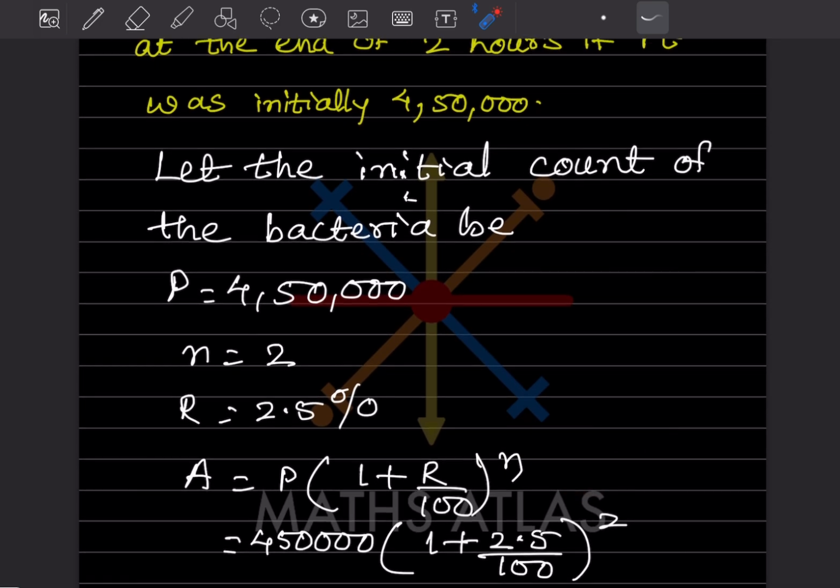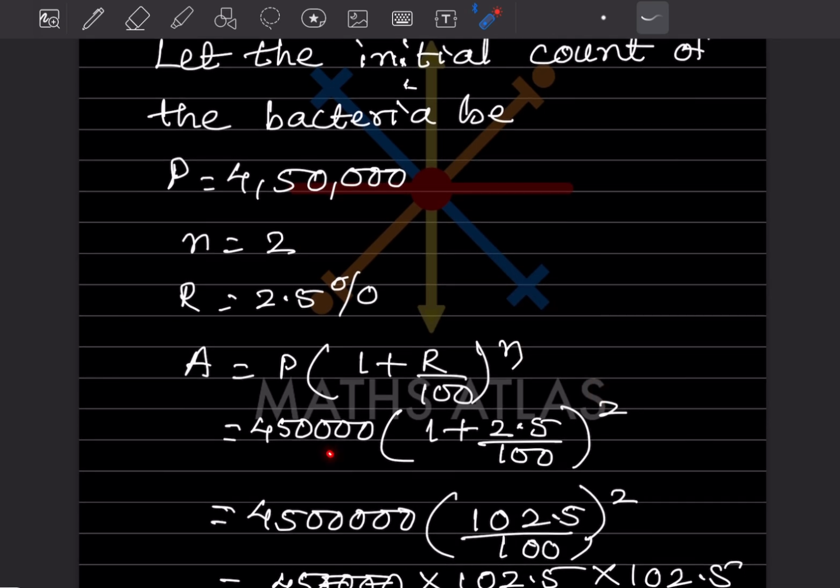So we are going to use this formula: A is P into 1 plus R by 100 raised to N. For P you are going to put here 4 lakhs 50,000, times 1 plus 2.5 divided by 100 raised to 2. These are all given. Sorry, there is one zero extra here.